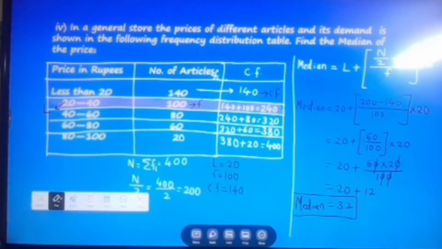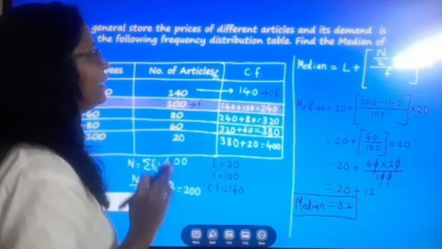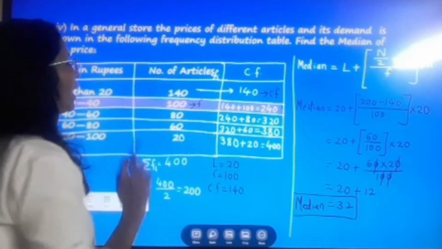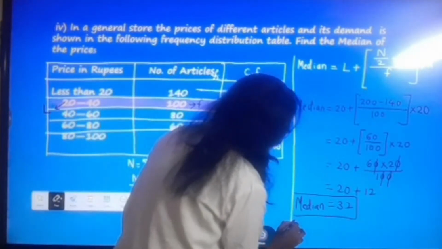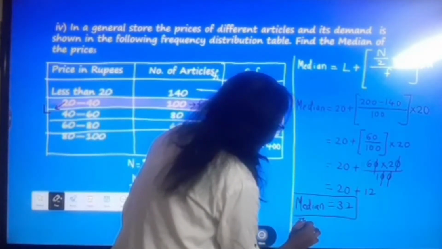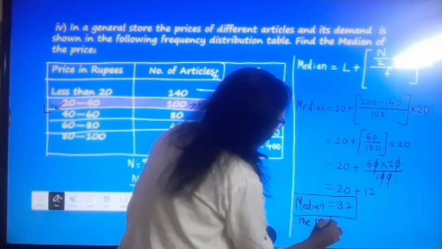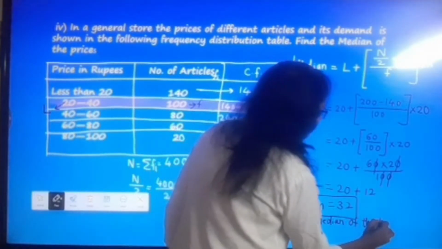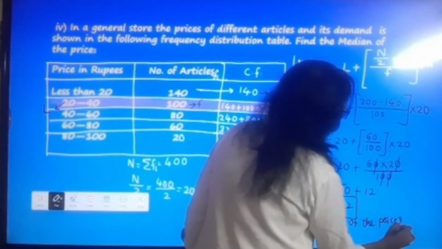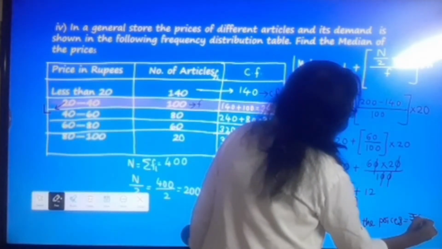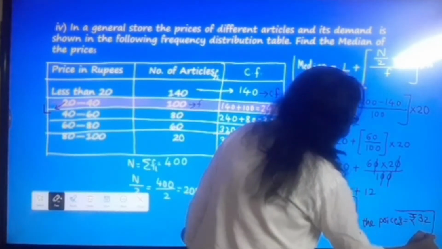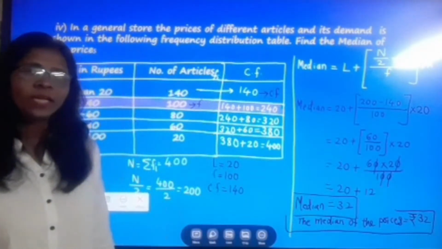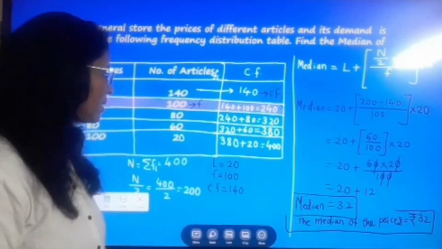Okay, that means finally we can write down the median of the prices is equal to rupees 32. Okay, this one is our final answer. Okay, so next one, example students.